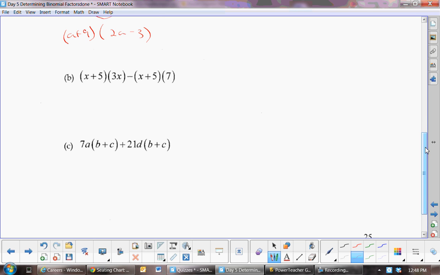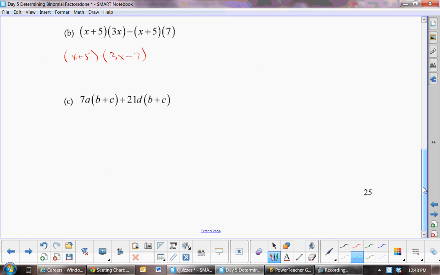What about the next one? Take out a, and that would leave me with 3x minus 7. Next one, take out a b plus c, and that would leave me with 21d. No, you got to look at this as one thing, taking that one thing out front. Because if I was to multiply this thing back in, do you see how I would get back to my original? Okay, this one we're not done.